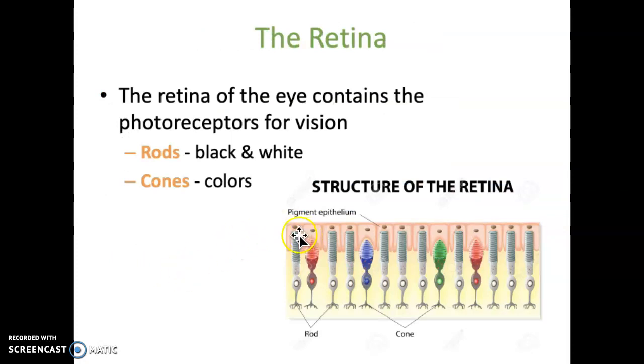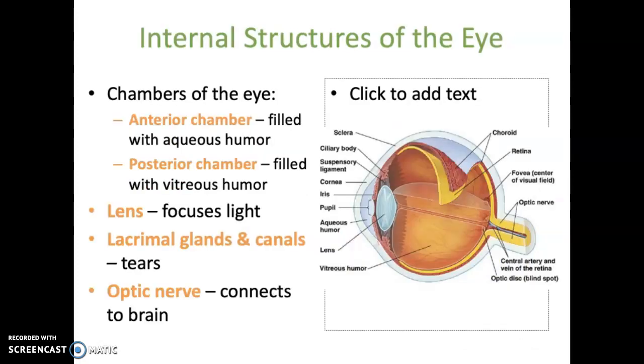The rods, which are shown here and here, these gray structures, these function in dim light and they produce black and white images. Whereas the cones, which are shown in the various colors here, these function in bright light and they produce color images. All right, a little bit more about the anatomy of the eye.